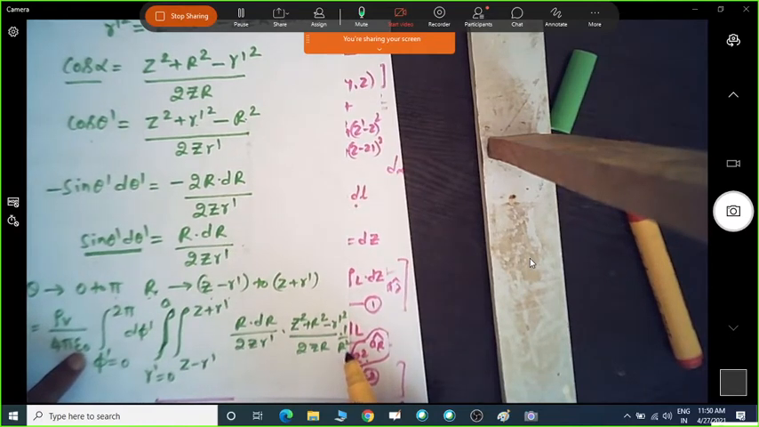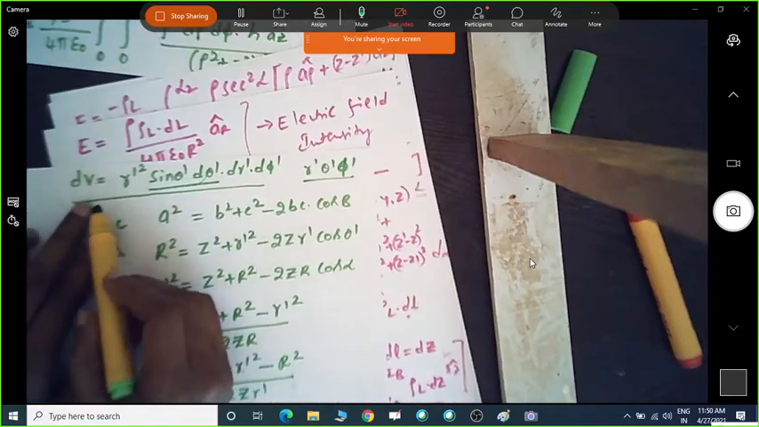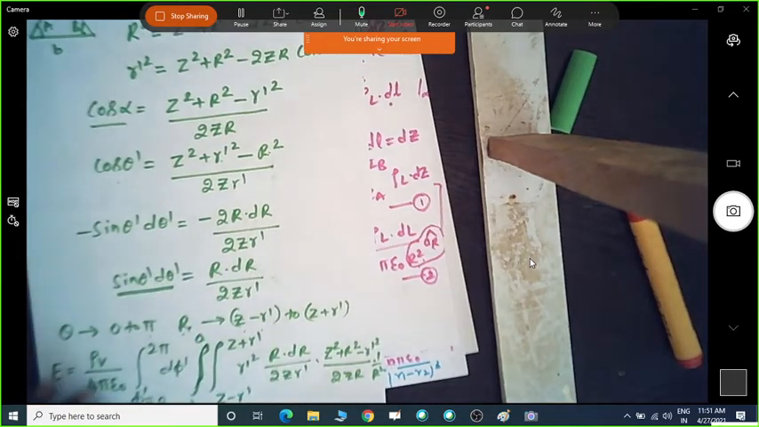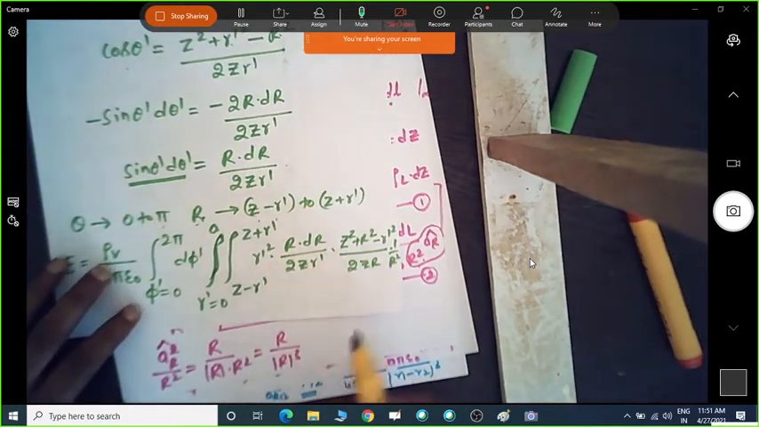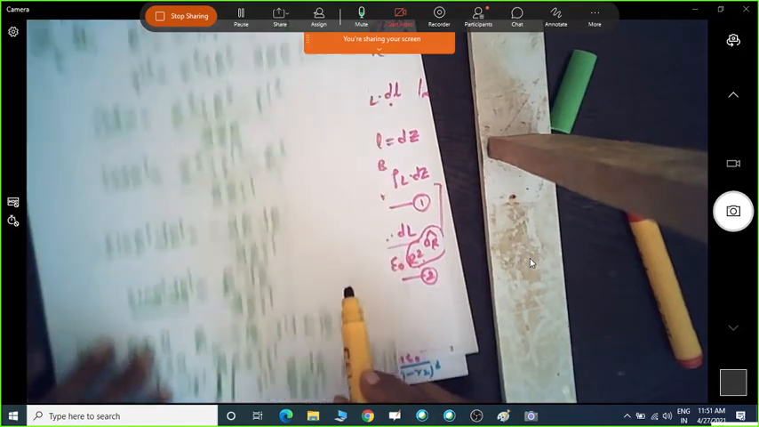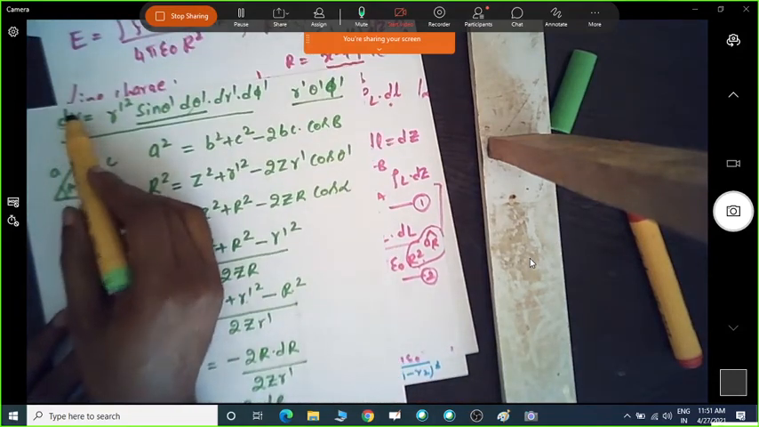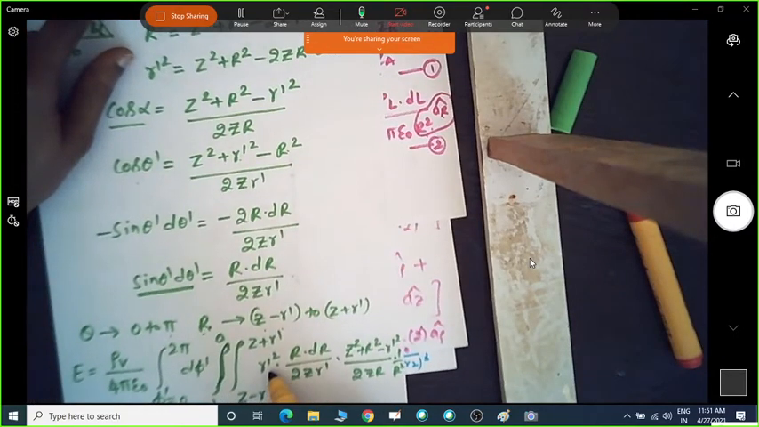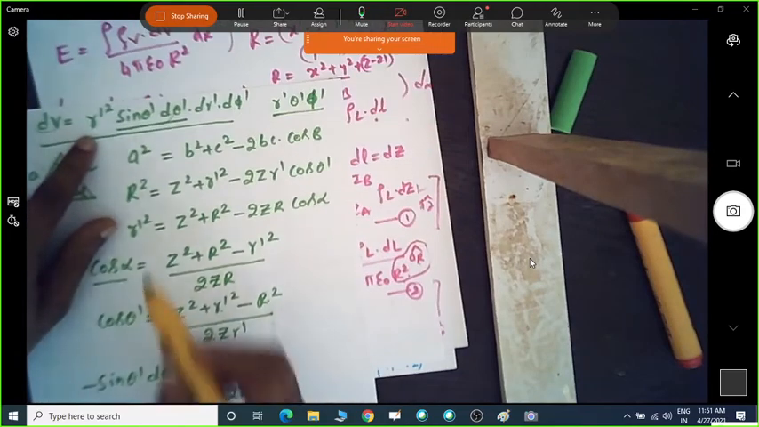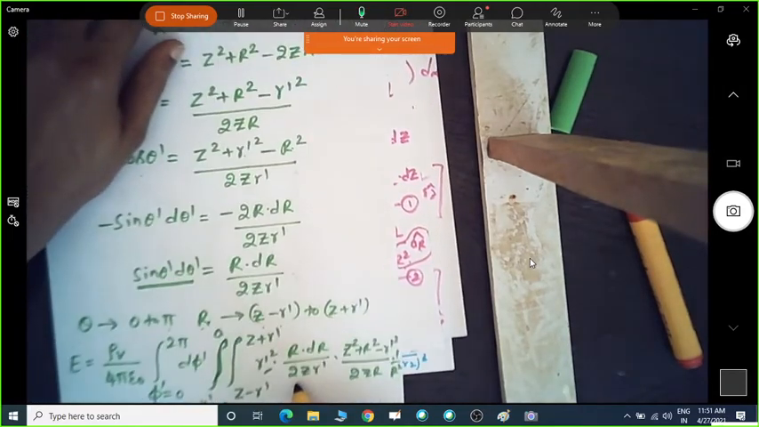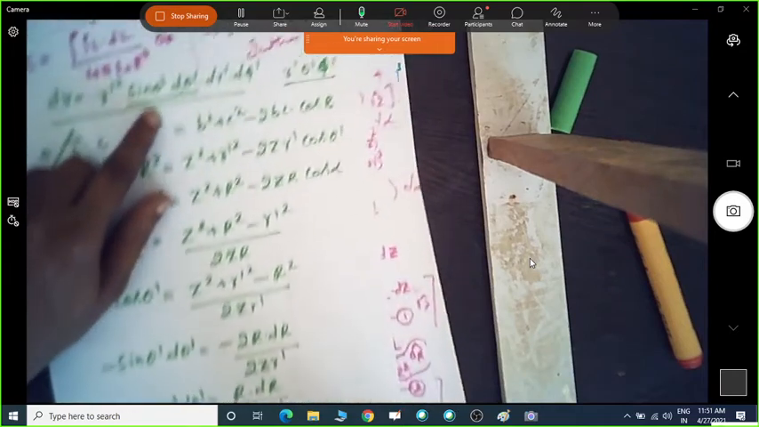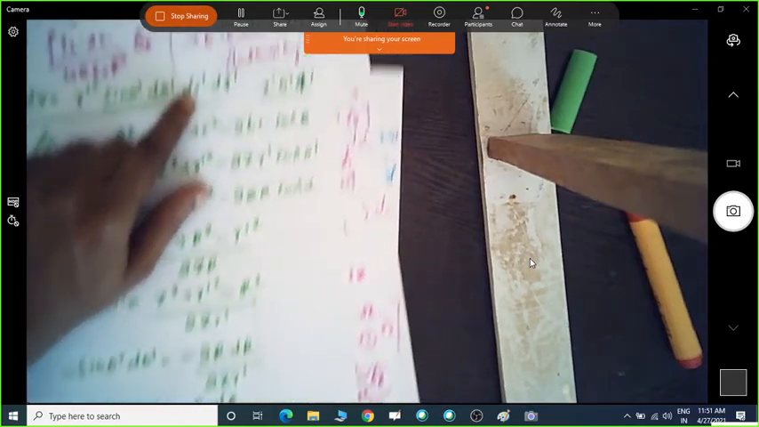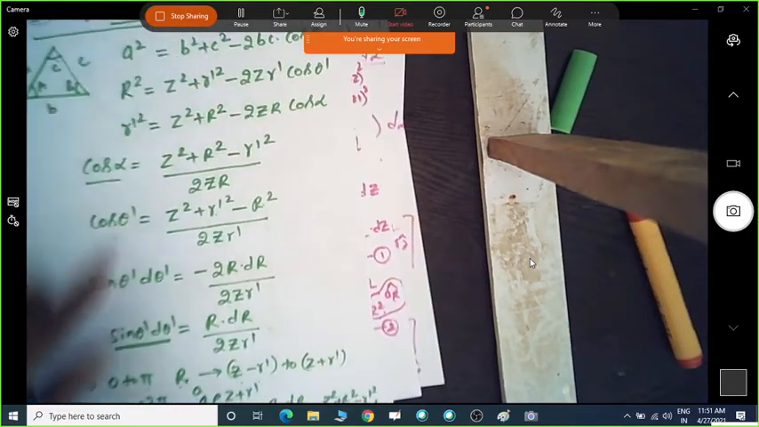With respect to the elemental volume, r dash square is there, so I am retaining that r dash square. Now we have completely written dv, the elemental volume. So dv is nothing but r dash square, sin theta dash into d theta dash, which we have replaced, and dr dash and d phi dash we have written here.